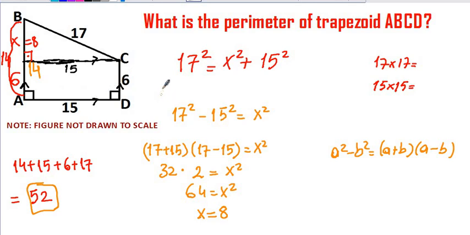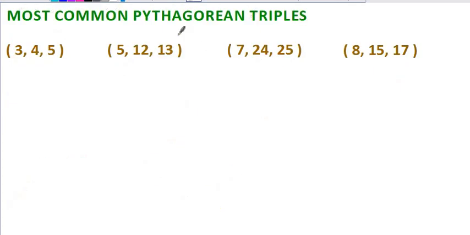So I want to talk about the Pythagorean triples here. You see, we have 8, 15 and 17 right triangle. This is a Pythagorean triple. And actually, if you know the most common Pythagorean triples, it's going to help you save time solving these questions. What are the most common Pythagorean triples? 3, 4, 5, 5, 12, 13, 7, 24, 25, and 8, 15, 17. These are the most common Pythagorean triples.